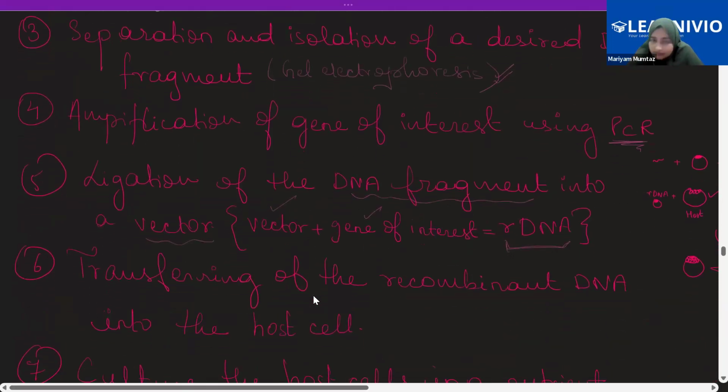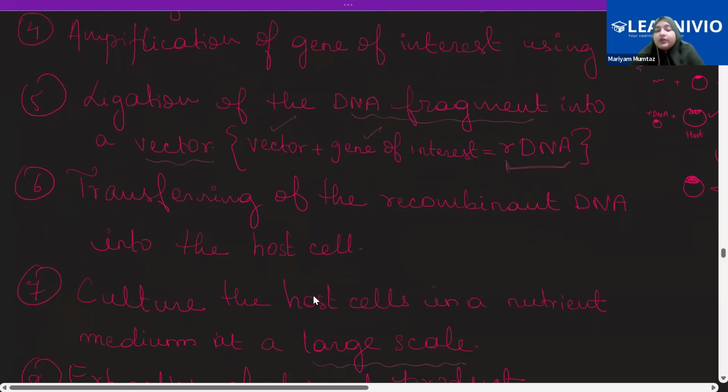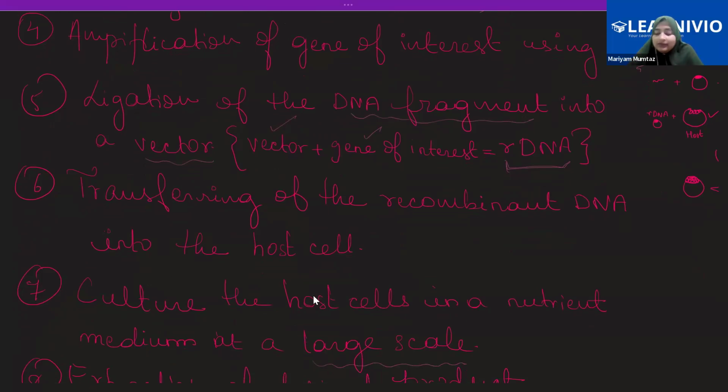And then the DNA fragment, the gene of interest, has to be joined onto the vector. And we know that the vector and the gene of interest have to be cut with the same restriction enzyme. Only then will they get ligated. So we use DNA ligase for the ligation process. Then the transferring of the recombinant DNA into the host cell has to be done, which we call transformation. Once you're done joining the DNA fragment and the vector, what you've created is a recombinant DNA molecule.